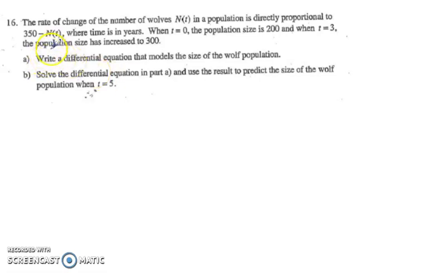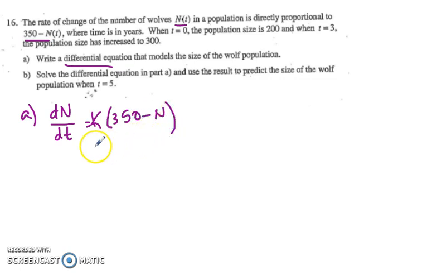All right, so this is our last free response problem on this packet. We have the rate of change of the wolf population, n, which I think stands for number, directly proportional to 350 minus n. I'm going to stop right there and do part A, which says just write a diffeq. So that is going to be the rate of change of n with respect to time equals k times 350 minus n.